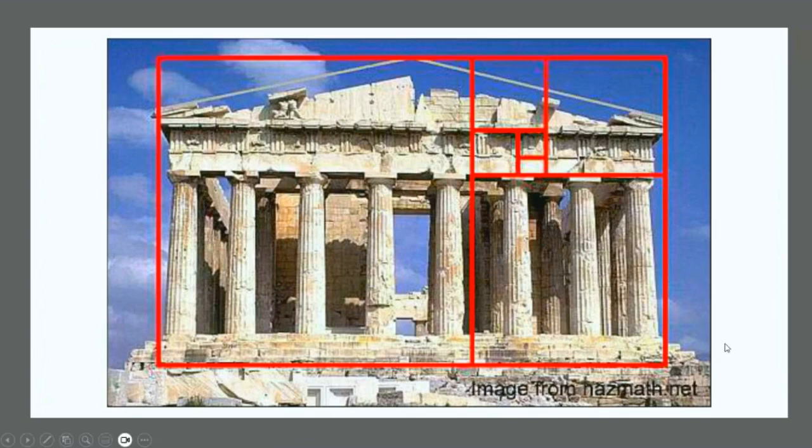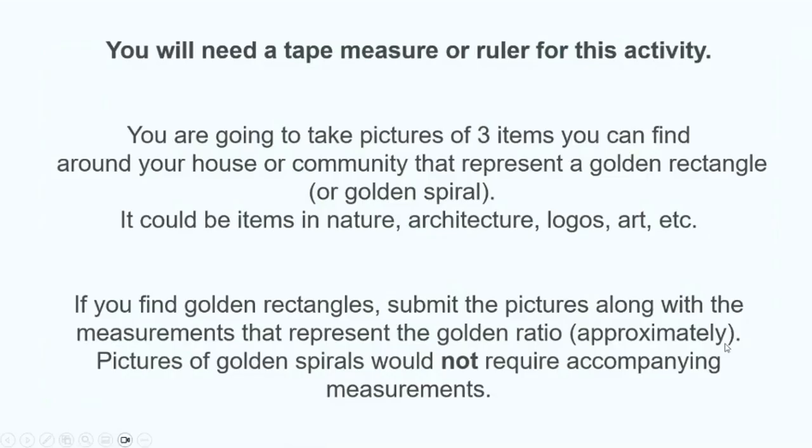So here's your project for this week. You'll need a tape measure or a ruler, but I want you to take pictures of 3 things you can find around your house or your community or in nature, wherever, that represent a golden rectangle or a golden spiral. Could be in nature, architecture, logos, art, etc. And if you find golden rectangles, submit the pictures along with the measurements that show that it's about 1.618. It may not be exact, it may be really close, because when we measure, we're not going to have necessarily precise measurements. If you find pictures of golden spirals, there's no measurements that you need with that.